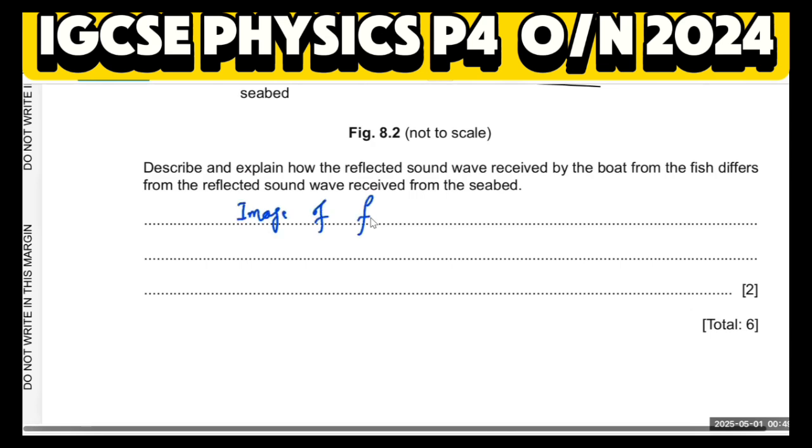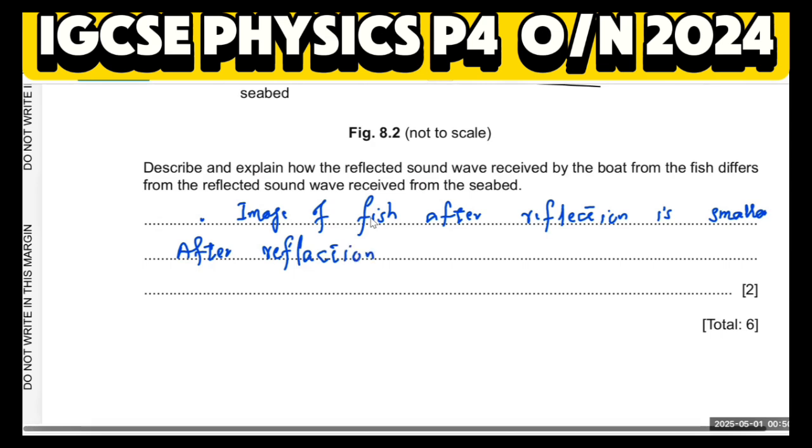So what we write: the apparent image of the fish after reflection is smaller. Why? Because after reflection the amplitude of the wave is decreased. The amplitude of the ultrasound wave is decreased. That's why the apparent image will be smaller.